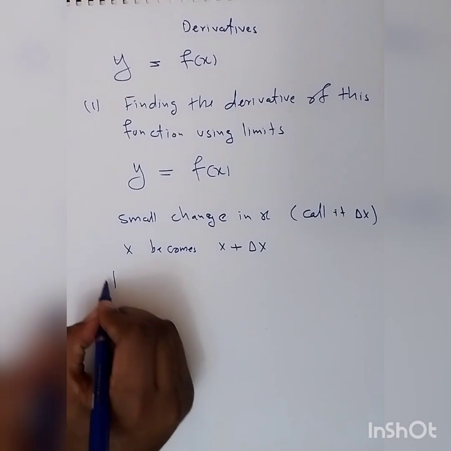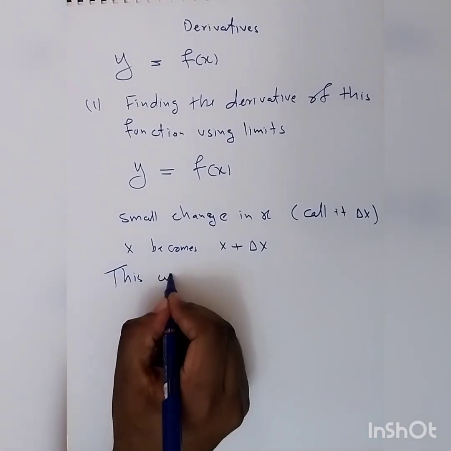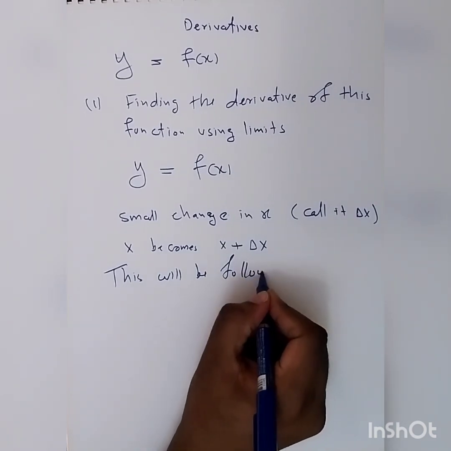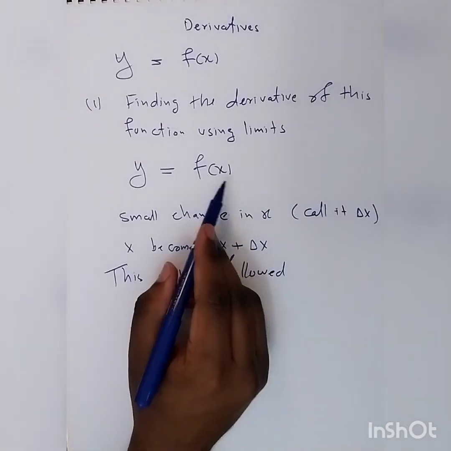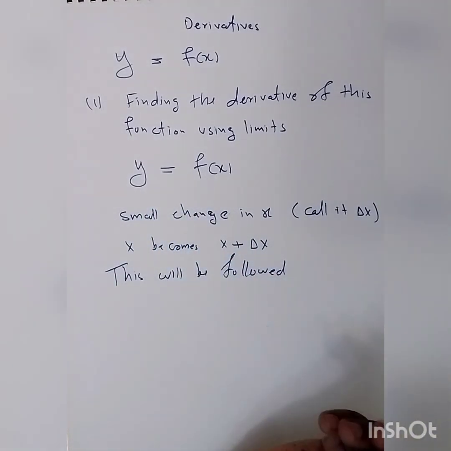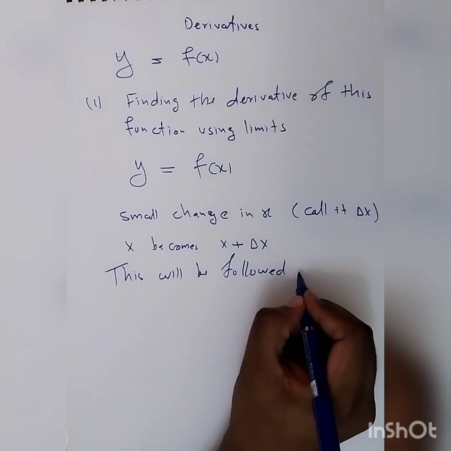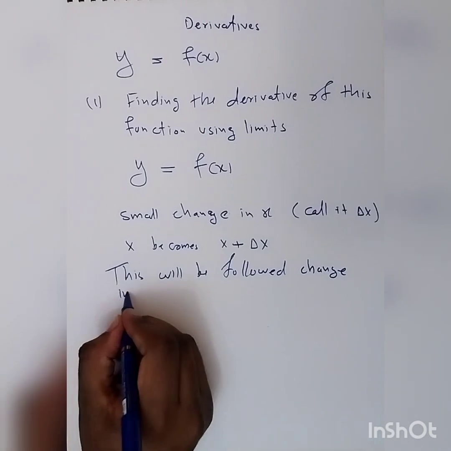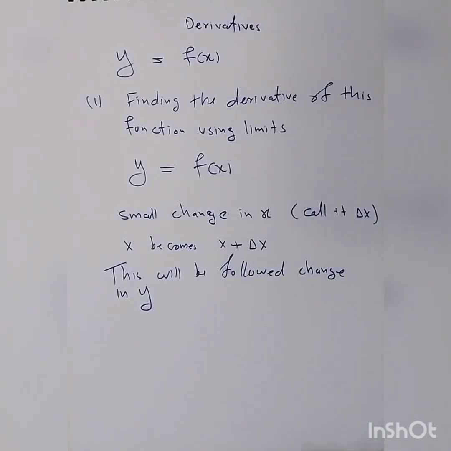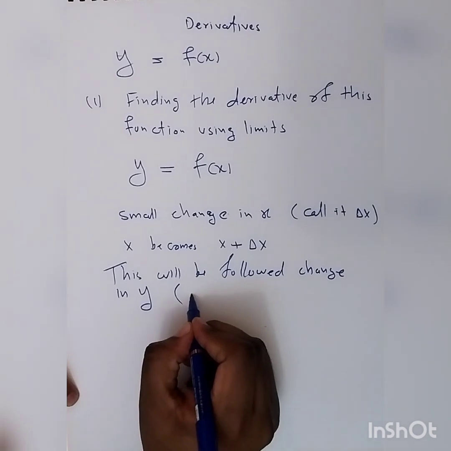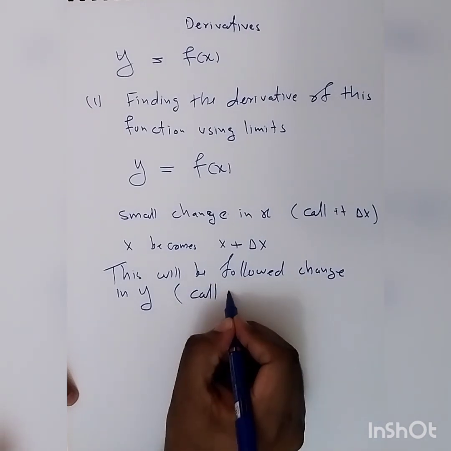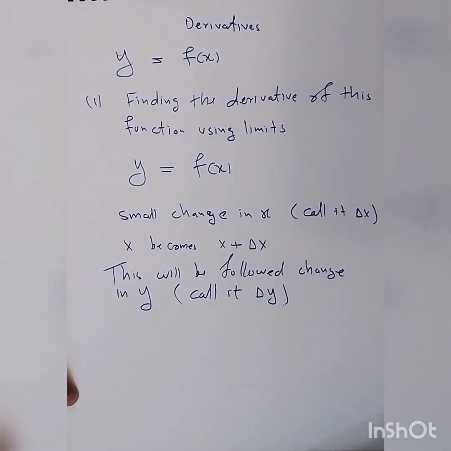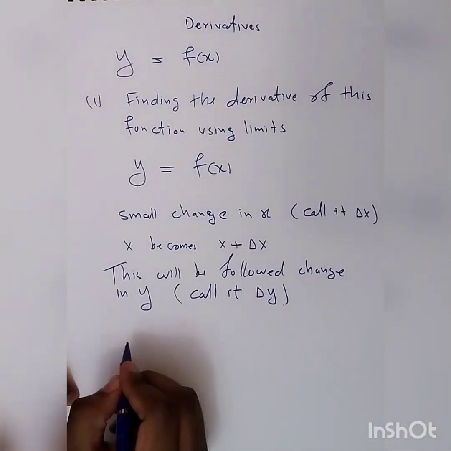Right, then this will be followed by change in y. If x changes, then y would also change, right? So followed by change in y. We call this change in y, delta y, right?